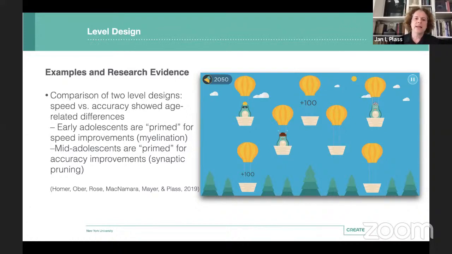What was interesting is that in terms of understanding your audience, early adolescents are primed for speed improvements because they're going through myelination in the brain, versus mid-adolescents, who are primed for accuracy improvements because they're going through synaptic pruning. And this is exactly what we found. Early adolescents did better in the speed condition, when the focus was on increased speeds across different level designs, versus mid-adolescents, who did better when we did accuracy as a focus. So again, in terms of mechanics and level design, understanding our audience and their cognitive development has helped design a better level structure for them.